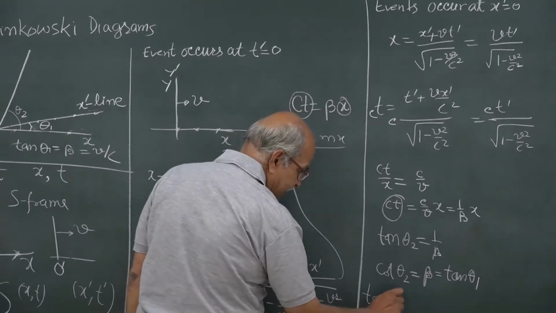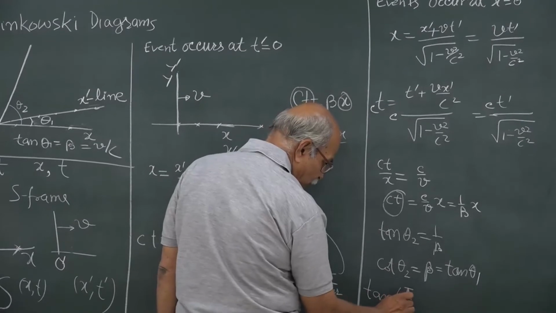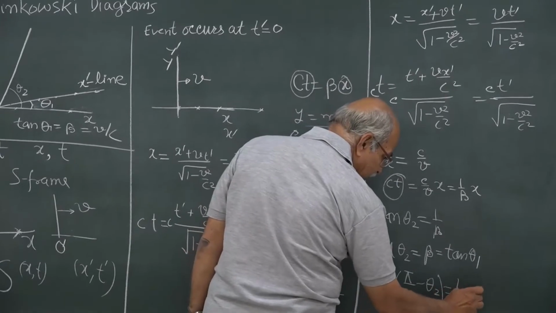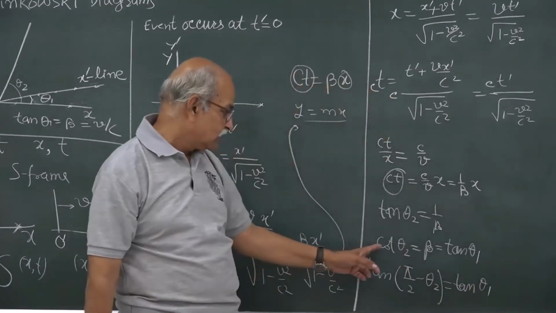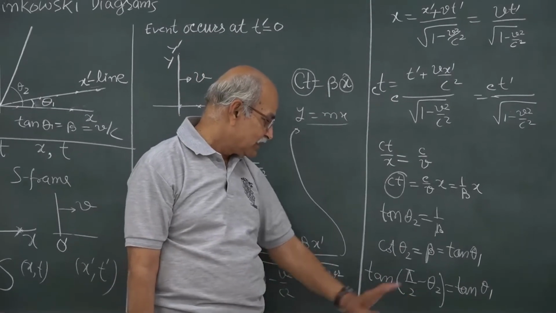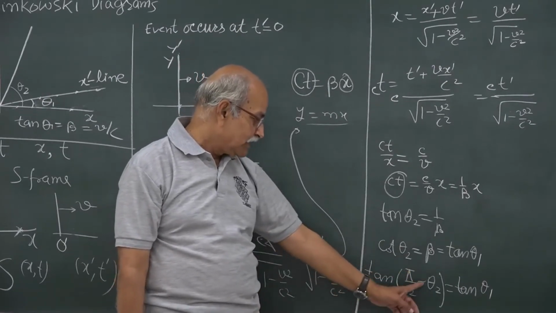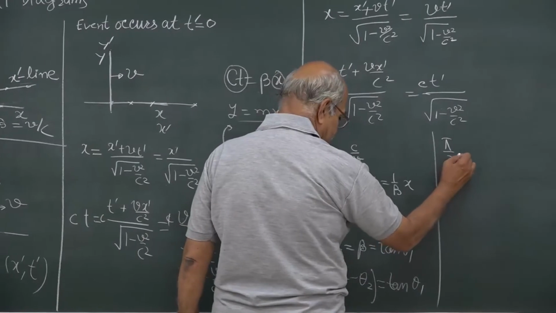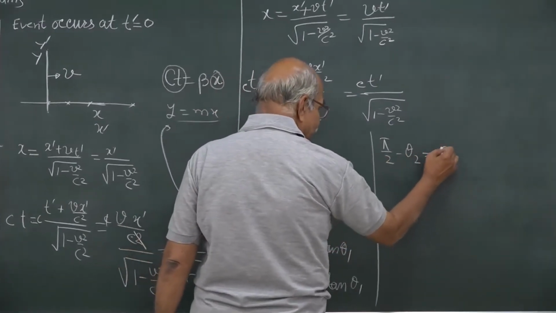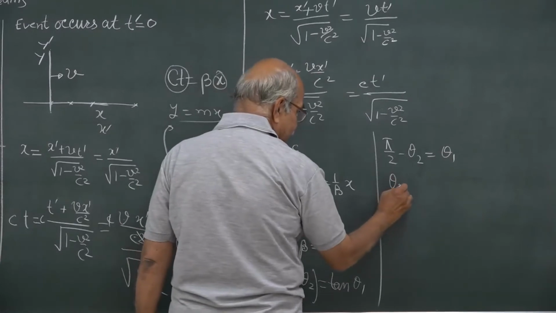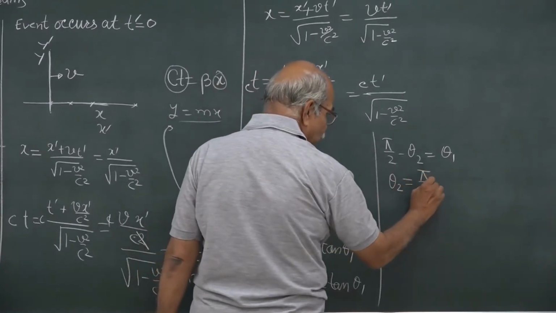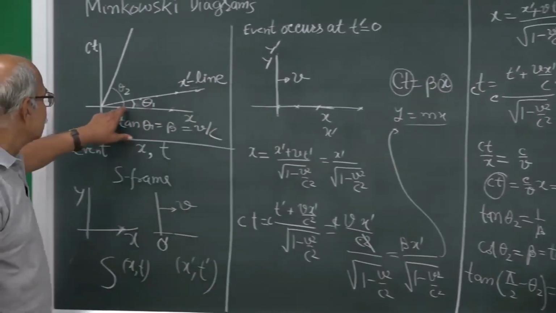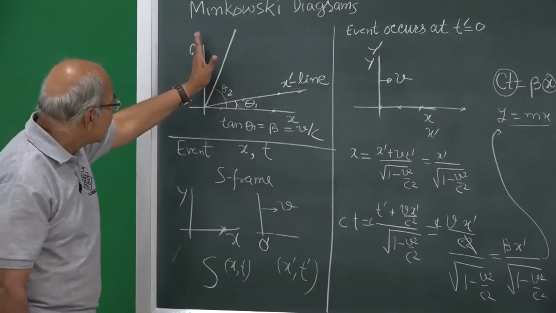So, that means tan of pi by 2 minus theta 2 is equal to tan of theta 1, right. Cot of theta 2 is tan of pi by 2 minus theta 2. So, pi by 2 minus theta 2 is equal to theta 1. So, theta 2 is pi by 2 minus theta 1. Okay. So, this theta 2 is this whole pi by 2 minus theta 1.